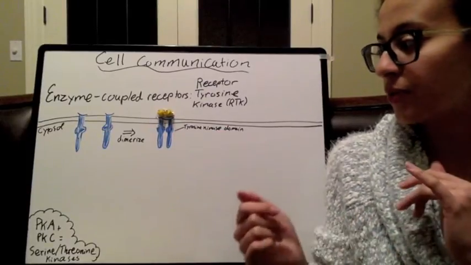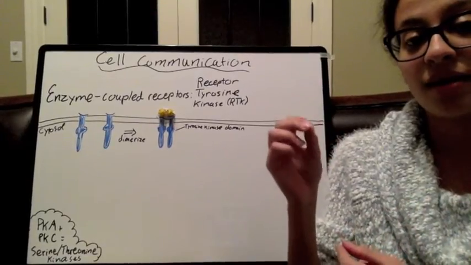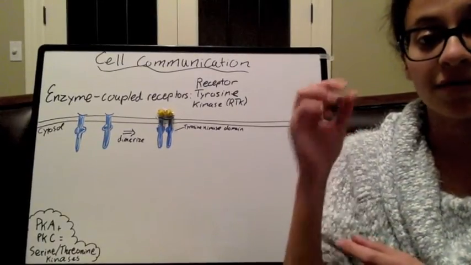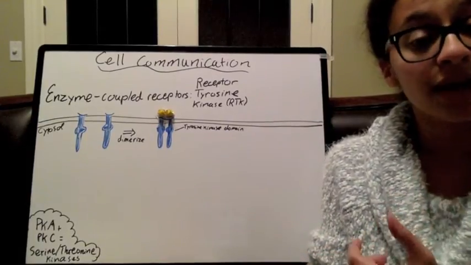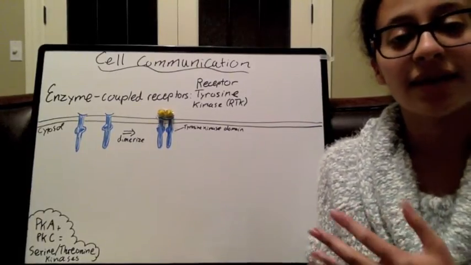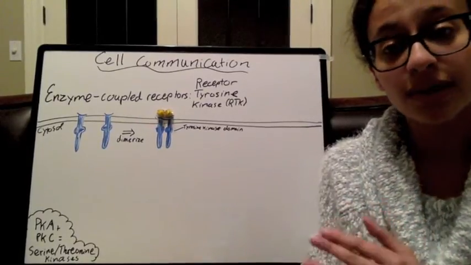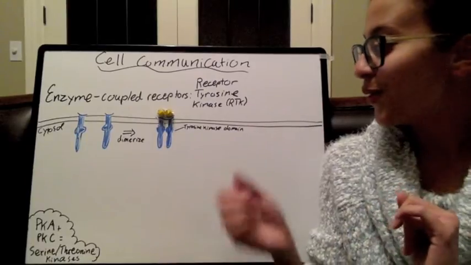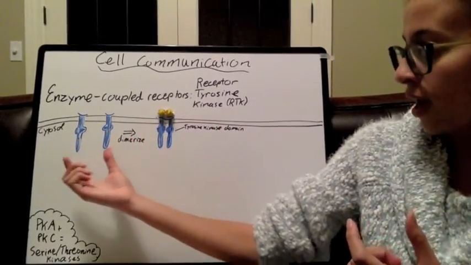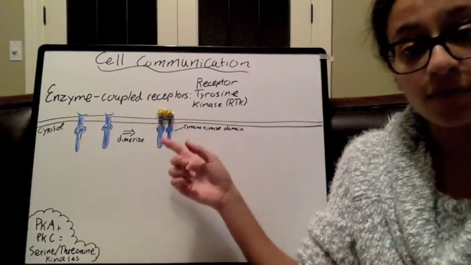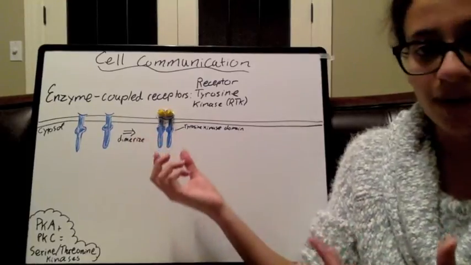This one is specific in that it acts on tyrosine amino acids and phosphorylates their hydroxyl groups. Now, we talked about protein kinase A and protein kinase C in previous videos, and those are examples of serine or threonine kinases. So what we have is these two parts of the RTK, and then once you have a signal molecule, it'll bring them together or dimerize them.